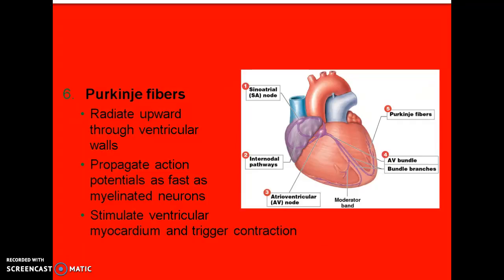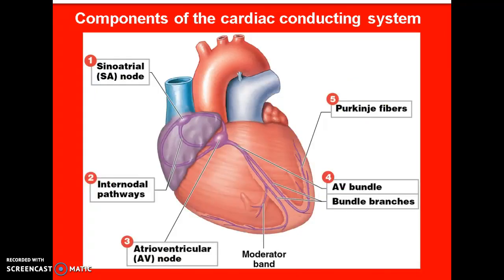This action potential is going to stimulate the ventricular myocardium and trigger contraction of the heart. So here are the components in the correct order: SA node, internodal pathways, AV node, AV bundle, bundle branches, and Purkinje fibers.